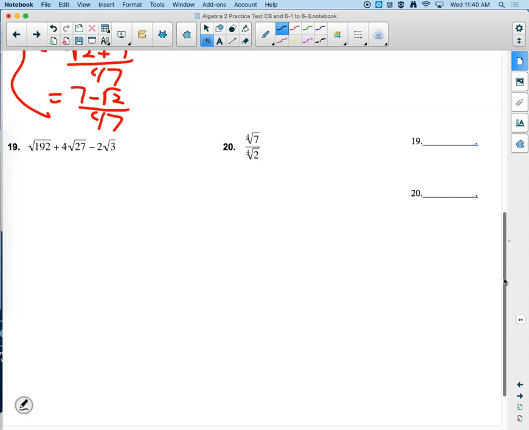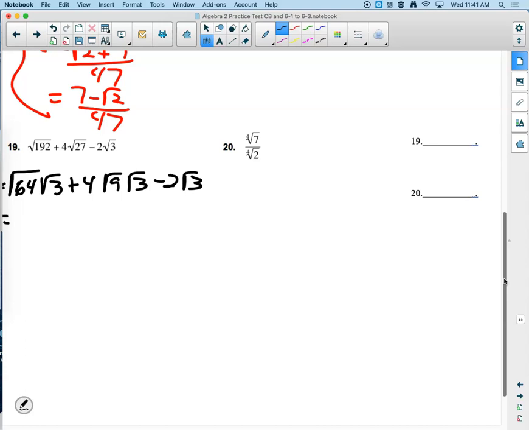Well, let's see. 192 divided by 3. Ooh, we're going to be able to do that one. 27. Well, you already know this one, but 9. Yay! Nice numbers. So, square root of 64 times the square root of 3. Except I just wrote 61 instead of 64. Plus 4 square root of 9, square root of 3, minus 2 square roots of 3.